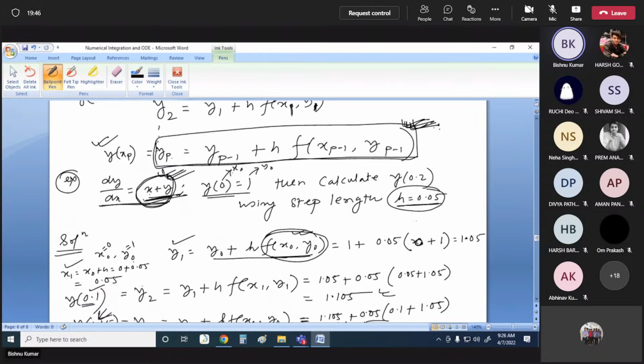You just try to remember: yn will be yn minus 1 plus h f of xn minus 1, yn minus 1. In place of n, suppose I have written p, no problem, but that is the general relationship. So to get y1, it is y0 plus h f of x0, y0. That is the recurrence relation. Try to remember how we will calculate this question with the help of Euler's method.